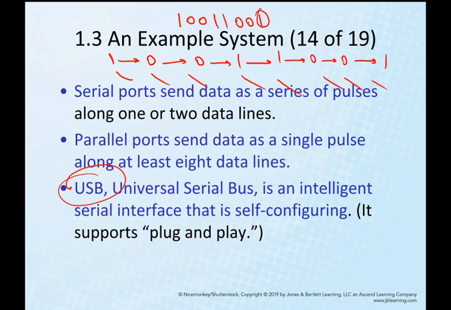What is USB? USB is a universal serial bus. It is a serial interface, and it is self-configurable. So it is what we call plug and play. So USB is a serial port which is a self-configuring device.